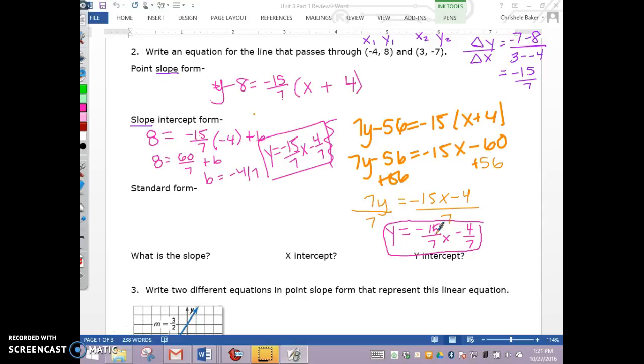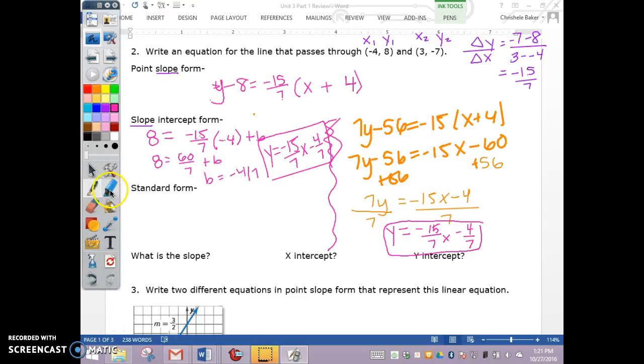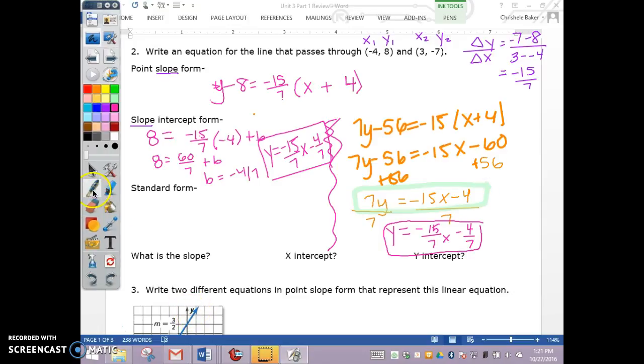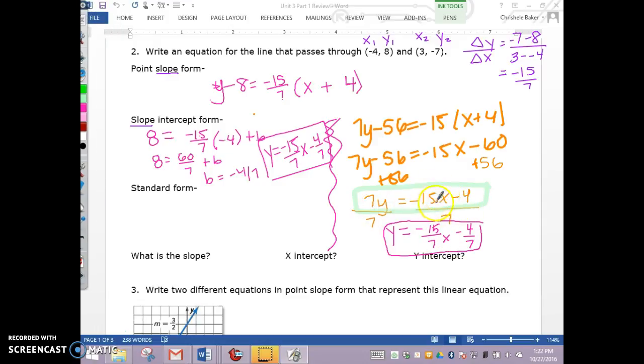One reason why I'm going to encourage you to do the orange way is because right here, I've almost got standard form. To get standard form, all I need to do is get the x and the y on the same side, make sure there's no fractions, which there aren't, and make sure the x coefficient is positive. So if I add the 15x to both sides, that's exactly what I get. And there's my standard form.